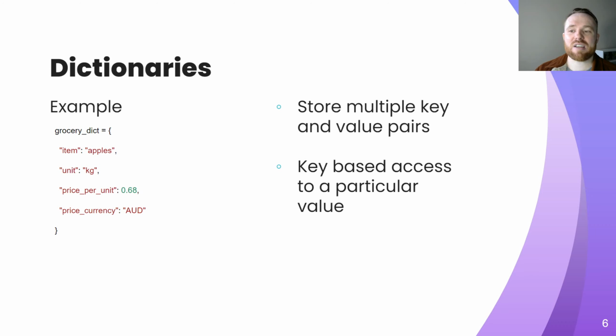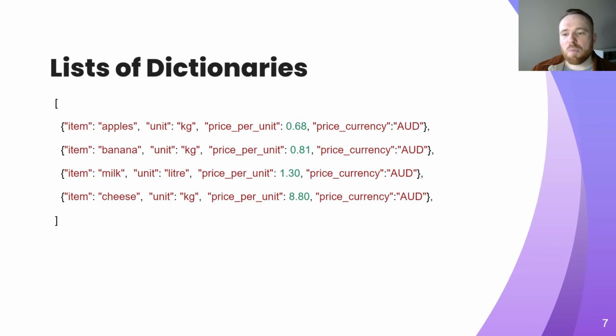So for instance, if I wanted to get the unit that exists in this dictionary, I would access it by using the text unit rather than a number. So combining these things together, dictionaries and lists, we can create complex data structures. For instance, what I have here is a list of dictionaries. That is a list that contains dictionaries. And within those dictionaries, I have key value pairs detailing data about the items in my grocery list.